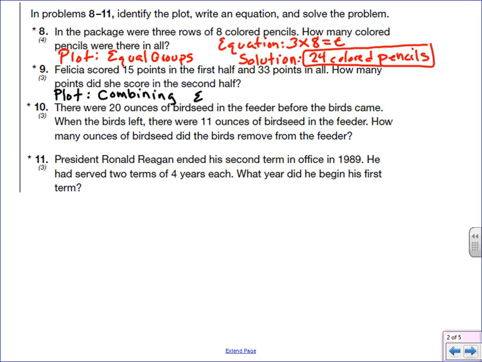So the equation for a combining one is sum plus more equals the total. So sum is the first half, 15 points, plus more, what she scored in the second half, equals a total of 33 points. So the solution for this then, 15 plus 18 would give me 33.